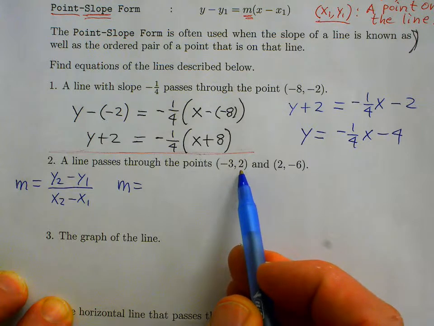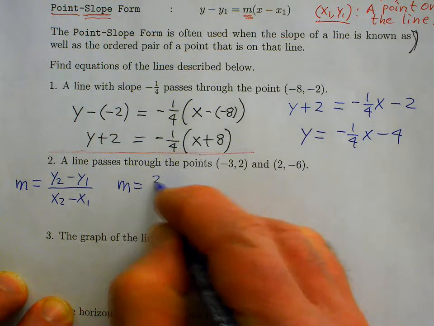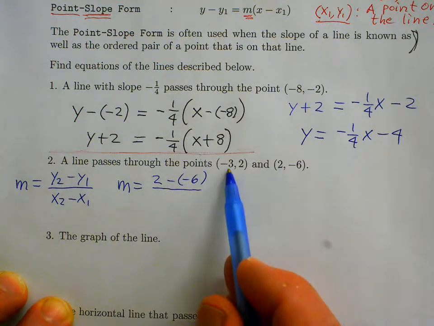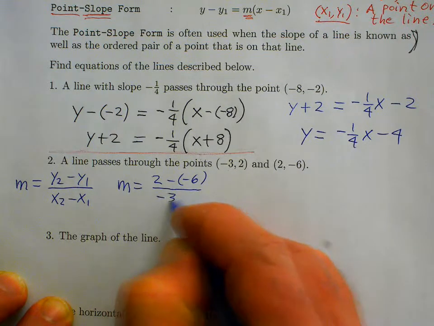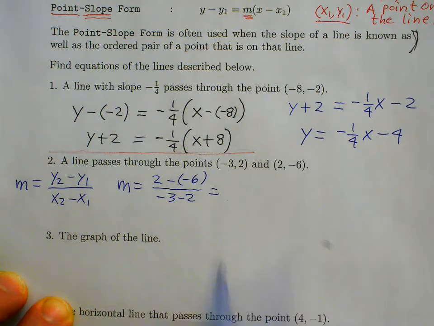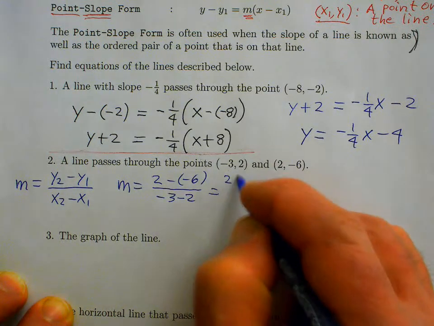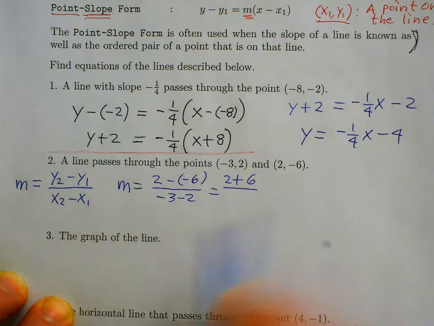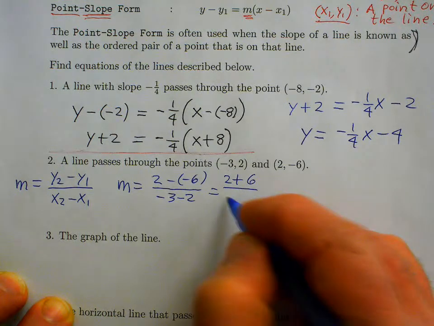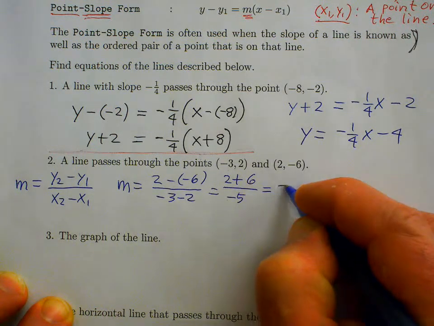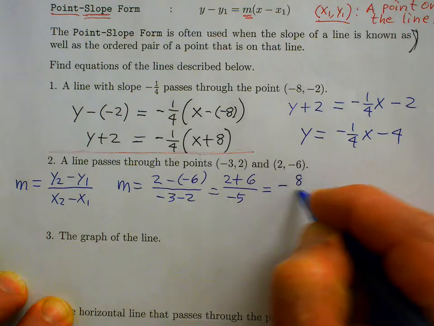So in the numerator, I'm going to write 2 minus -6. And so in the denominator, I have to write -3 minus 2. And in the numerator, 2 minus -6 is 2 plus 6. In the denominator, -3 minus 2 is -5. And so the slope is -8/5.